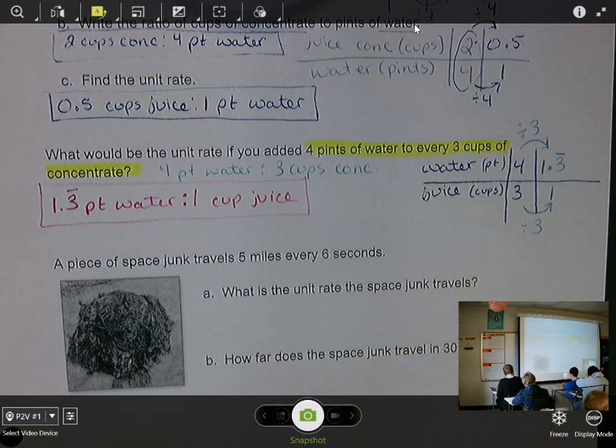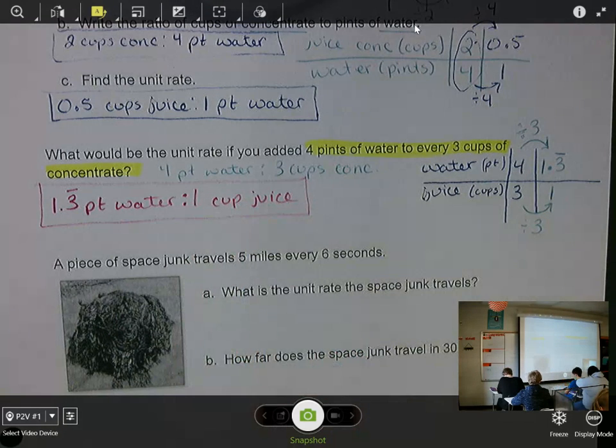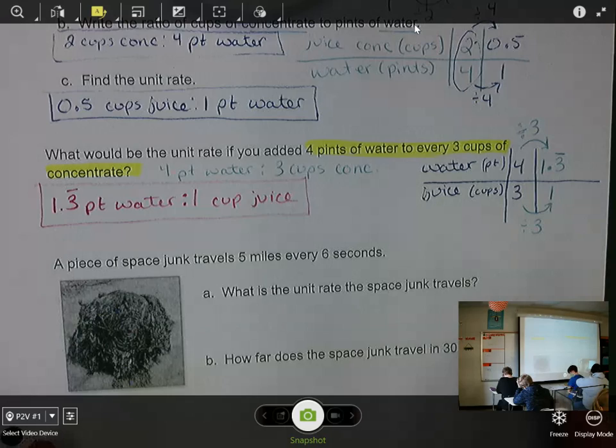How many cups of water did you say? 1. Oh, no, I'm sorry. 1.3 with the line above it, pints of water. That means 1 1/3 pint of water. And you'll notice that our measuring cups always have the cups on it, but you'll see that it has 1 1/2, 1 1/3, 1/3, 1/2, 3/4. Most measuring cups have those on there for you. Does anyone need me to wait before I move on to the next question?